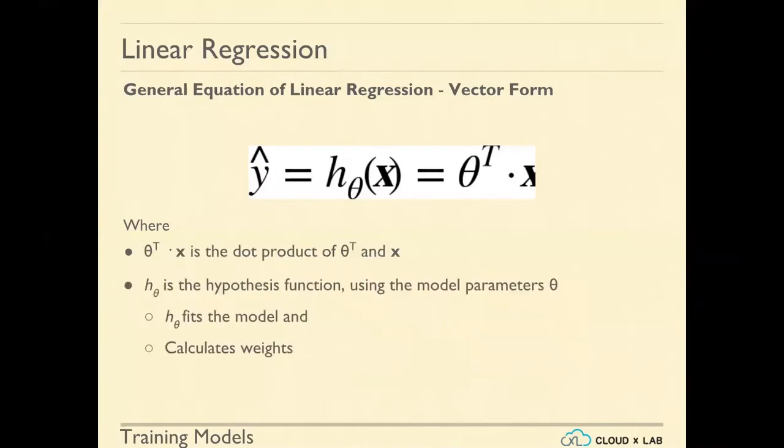All right, so theta transpose x is the dot product of theta transpose, which is theta transformed from vertical to horizontal, and x. h theta is the hypothesis function using the model parameters theta. So when we are doing machine learning, essentially we are trying to either figure out h theta or we are trying to fine tune the thetas.